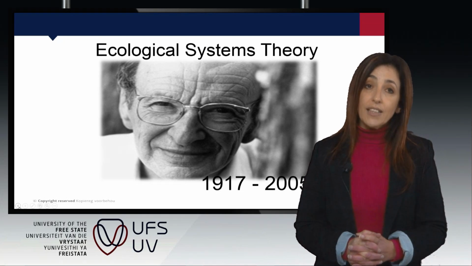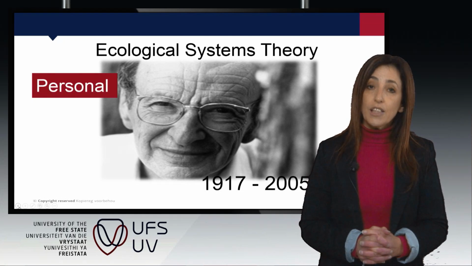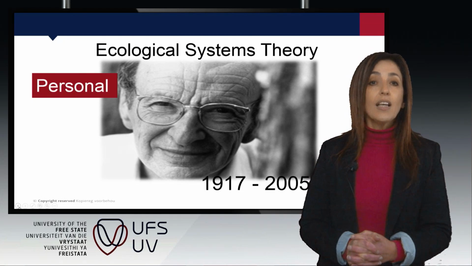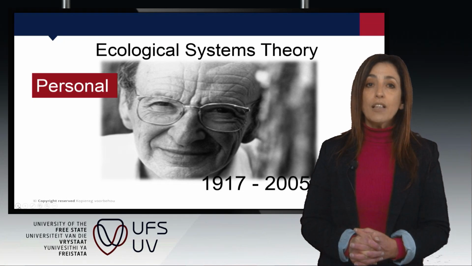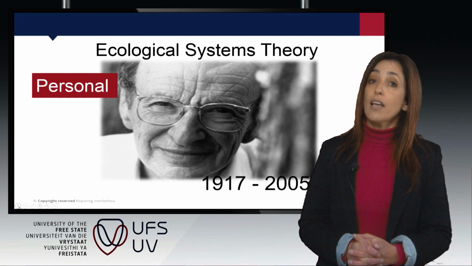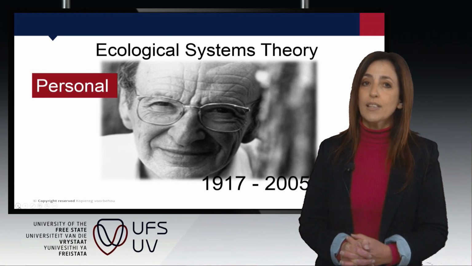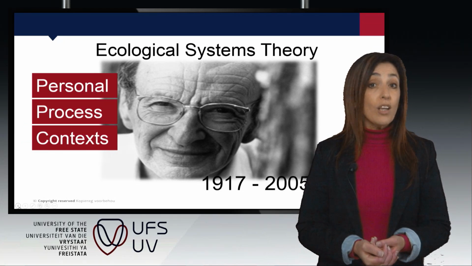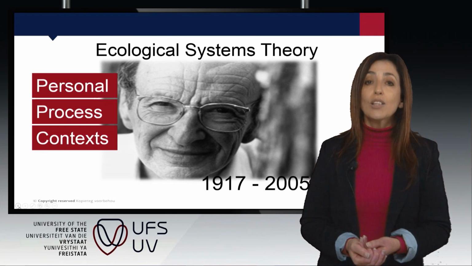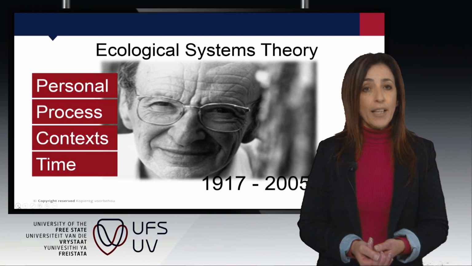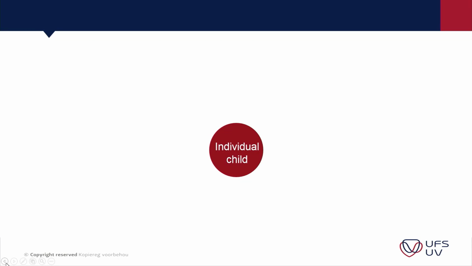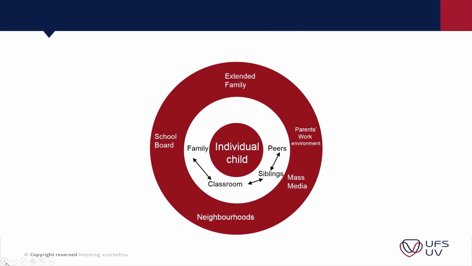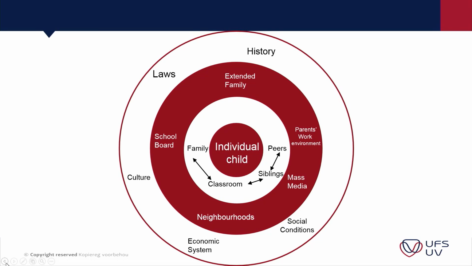Bronfenbrenner says the factors are personal factors, for example, motivations, psychological factors, physical factors, and temperament of the child and the parent or parents. Process factors, that is how people relate. Context, which includes family, school, and the community. And finally, time. Let's look at those factors again through a diagram. Personal factors, process factors, context, and finally, time.